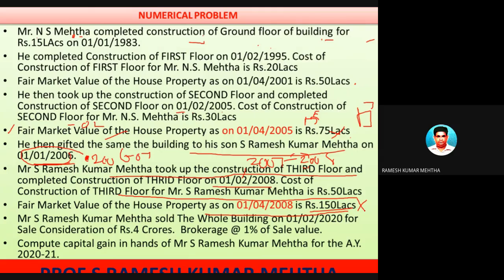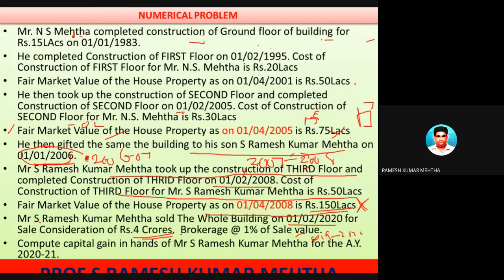So what should you do? You should ignore it, because I told you just now, any fair market values apart from 1/4/2001 have to be disregarded, discarded, ignored. So just ignore it. Don't mind it. Next one, the last one. Mr. S. Ramesh Kumar Mehta sold his house property on 1/2/2020, that is in the year 2019-2020, for a consideration of 4 crores.